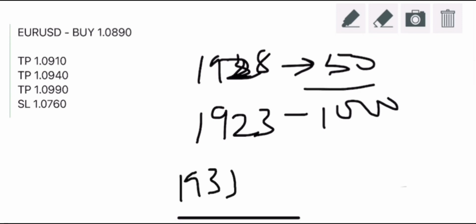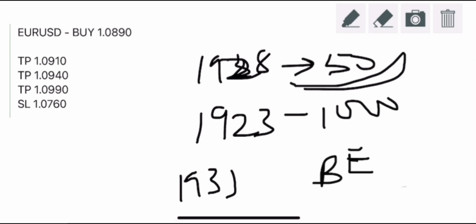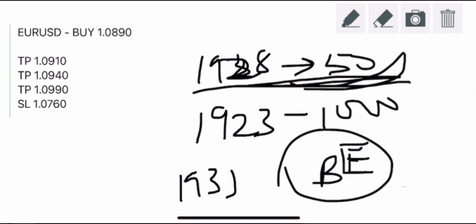Now, when you grab this 50 pips, there is something we call break even, BE for short. Once you grab this 50 pips, you can set break even. When you set it, your trade is no longer on any risk at all. So it's either you make money or you don't make money at all.